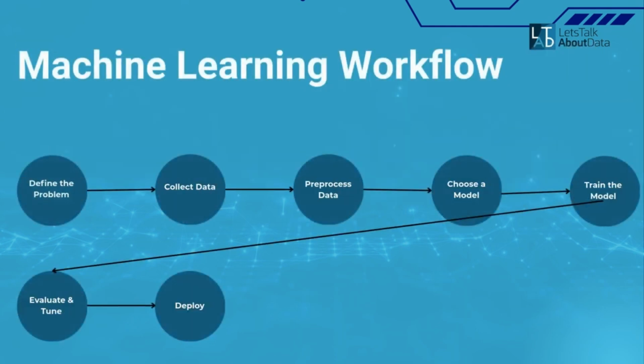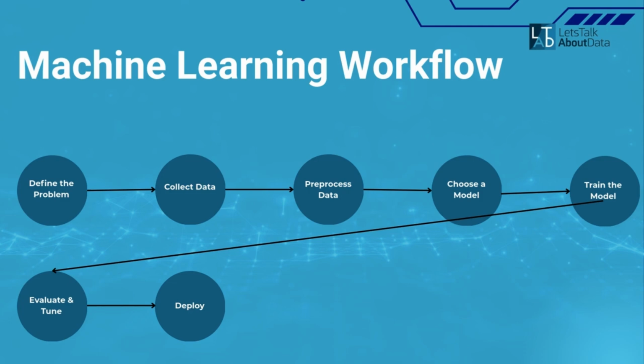Steps in a machine learning project. 1. Define the problem. What do you want to predict? 2. Collect data. Gather relevant data. 3. Pre-process data. Clean and prepare. 4. Choose a model. Select an algorithm. 5. Train the model. Learn from data. 6. Evaluate and tune. Measure accuracy and improve. 7. Deploy. Use the model in real applications.